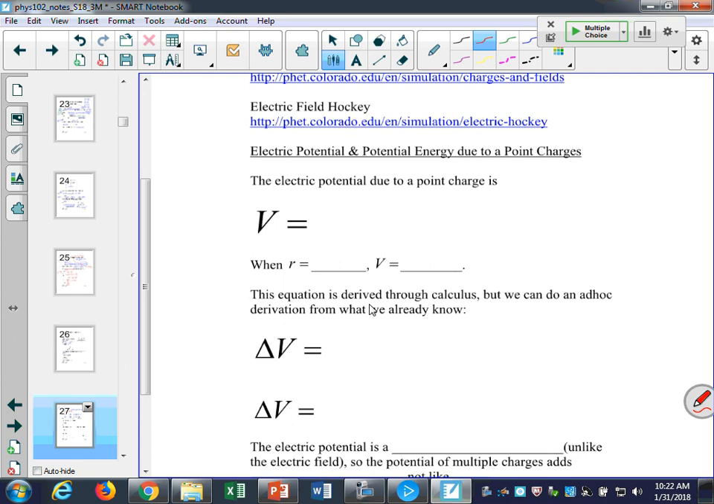All right, let's look at electric potential and potential energy due to point charges. You'll have a few questions like this on the test, and indeed, you have it on the OpenStax thing too. The potential due to a point charge is given by this, KQ over R.